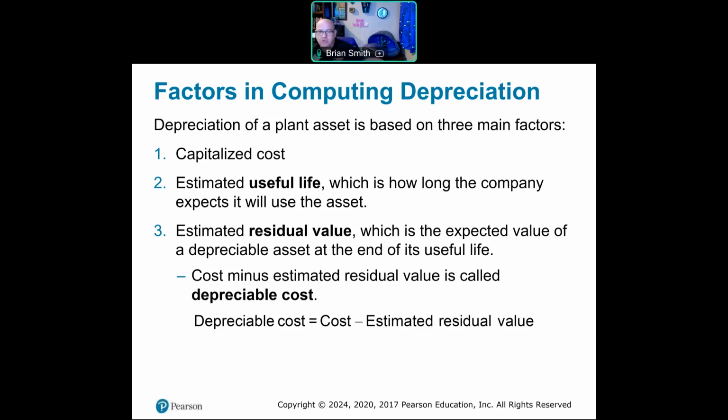Different books call it different things. Residual basically means leftover. Salvage, whatever you have left over. They all mean the same thing. And so there's a depreciable cost, which is whatever the capitalized cost is minus whatever the residual or salvage value is. That's because the residual value is what we expect to get back from that asset if we sell it by the end of its useful life.